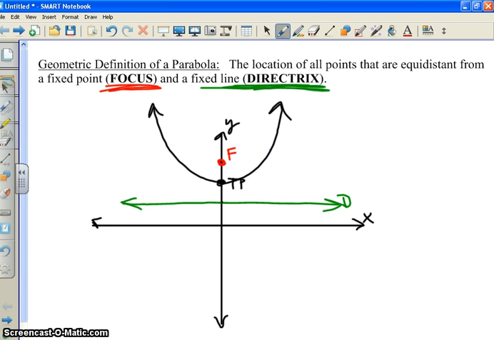If I pick this point in blue on my parabola, the distance from the focus to that point should be the same distance from that point to the directrix. This and this have to be the same. Up here, this point in green, the distance between that and the focus should be the same distance between that point and the directrix. And even over here on the left side of the turning point, this point in red, this distance should be the same as this distance.